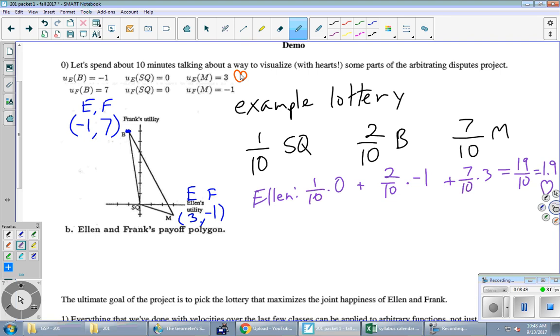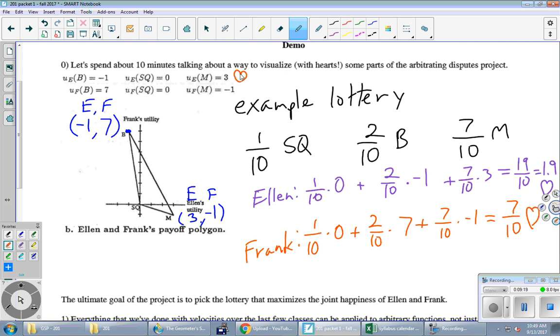Okay? And you can play the same game with Frank. We'll do this one a little bit quicker. These are now all Frank numbers. 1/10 of 0, and then 2/10. It's the same probability, same lottery, but now it's Frank's number. So what's Frank's beach number? 7. And then plus 7/10 of the time, his mountain number, -1. 14 minus 7, 7/10. So 0.7 hearts for him.